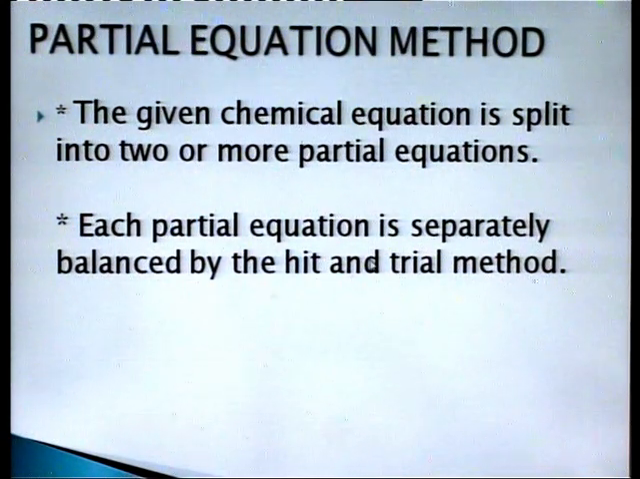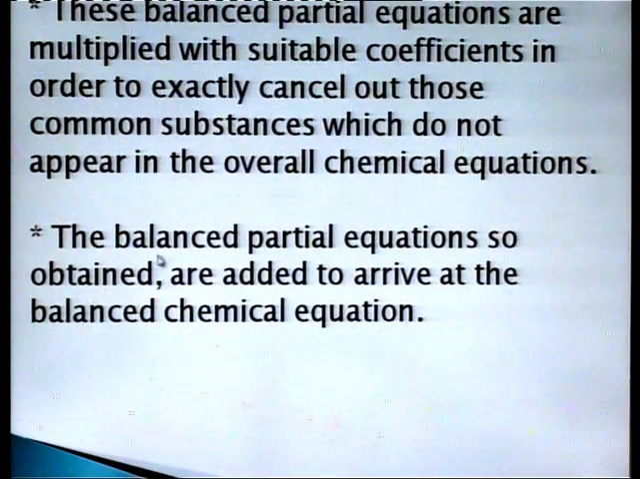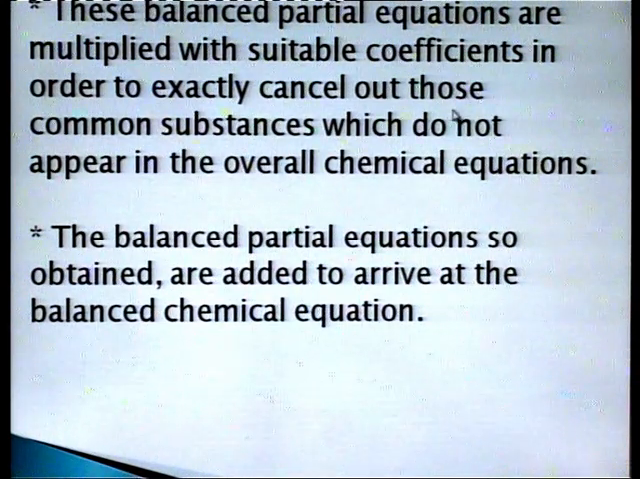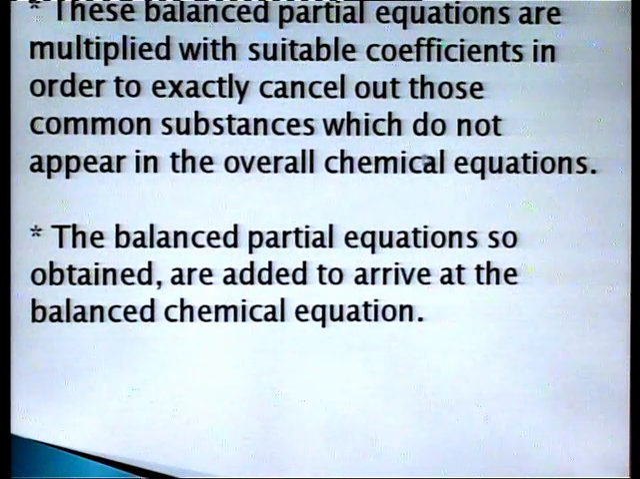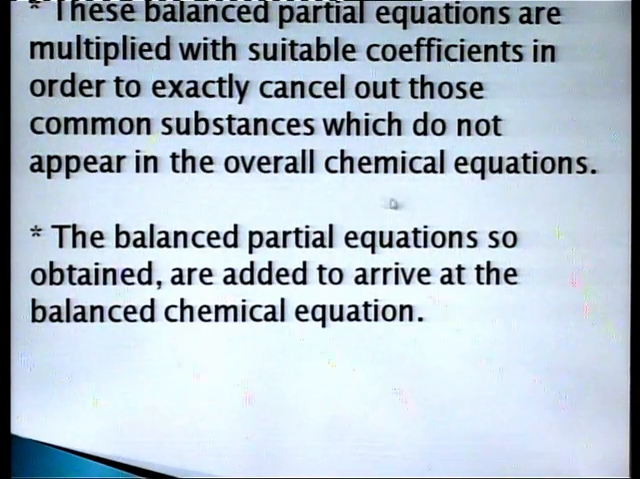Then, in the second step, each partial equation is separately balanced by hit and trial method, means the partial equations formed in the first step are balanced by using a simple method, that is by hit and trial method. In the third step, the balanced partial equations are multiplied with suitable coefficients in order to exactly cancel out those common substances which do not appear in the overall chemical equation.